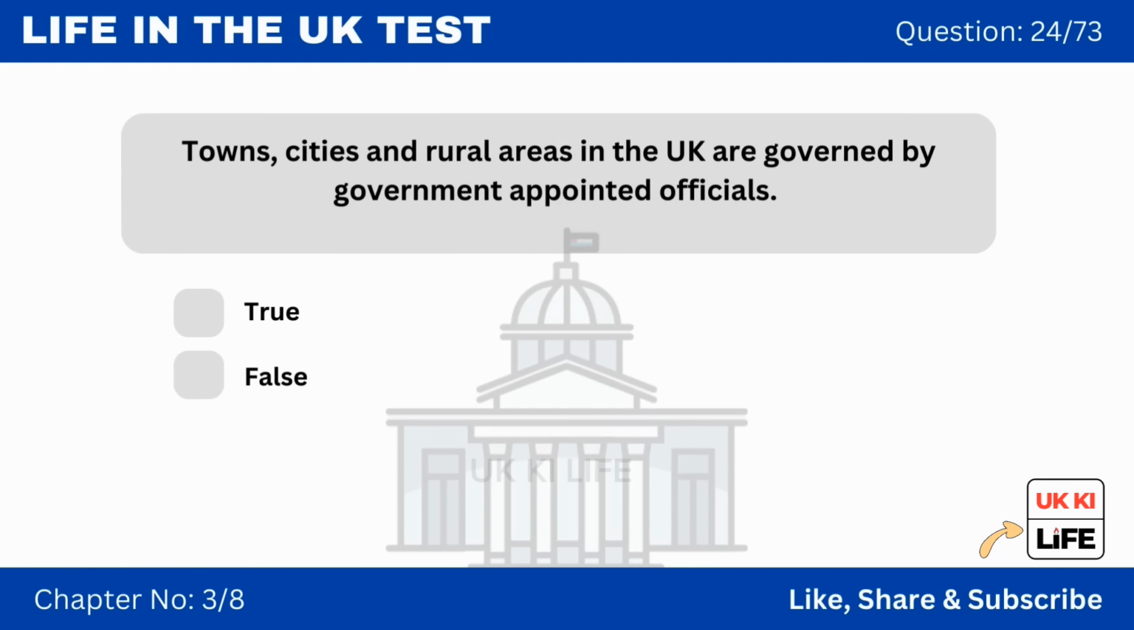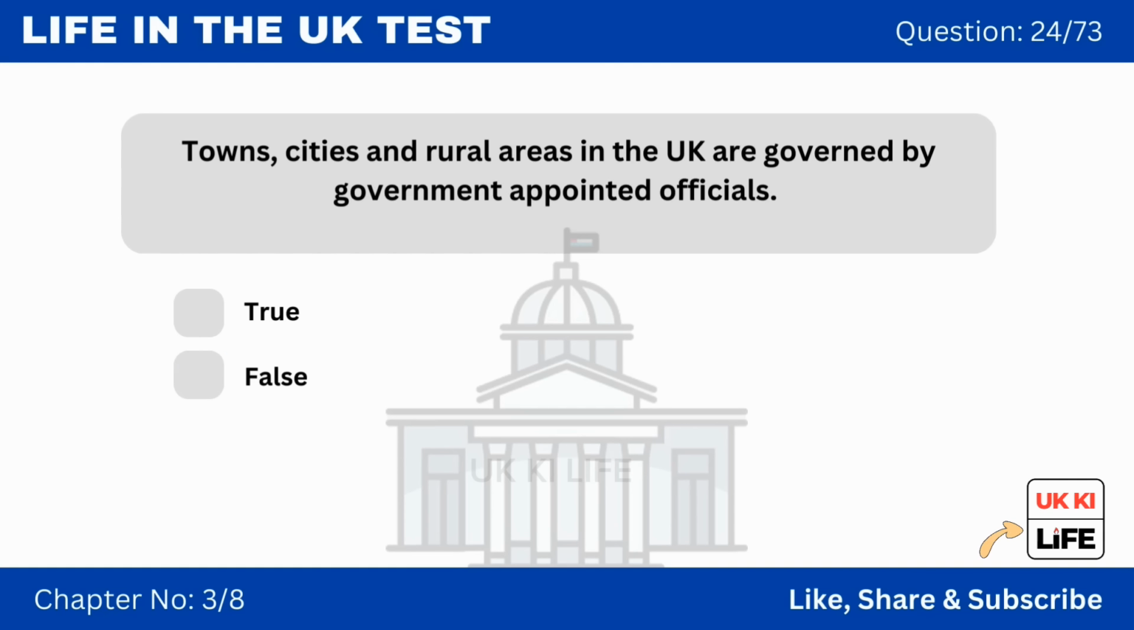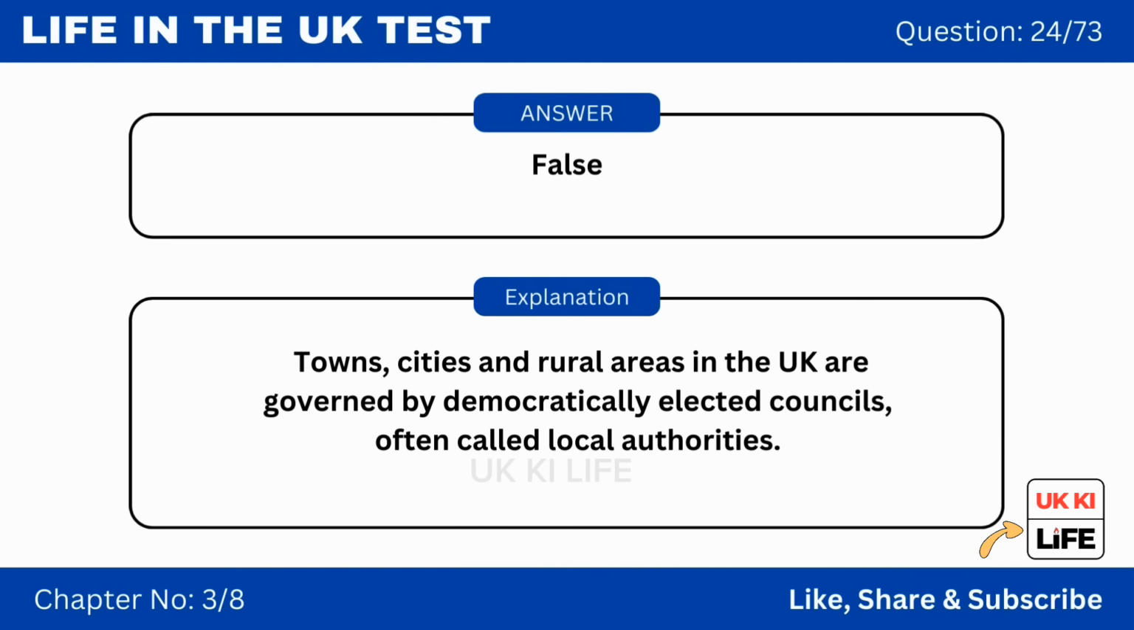Question 24. Towns, cities and rural areas in the UK are governed by government-appointed officials. True. False. The correct option is B. Explanation. Towns, cities and rural areas in the UK are governed by democratically elected councils, often called local authorities.